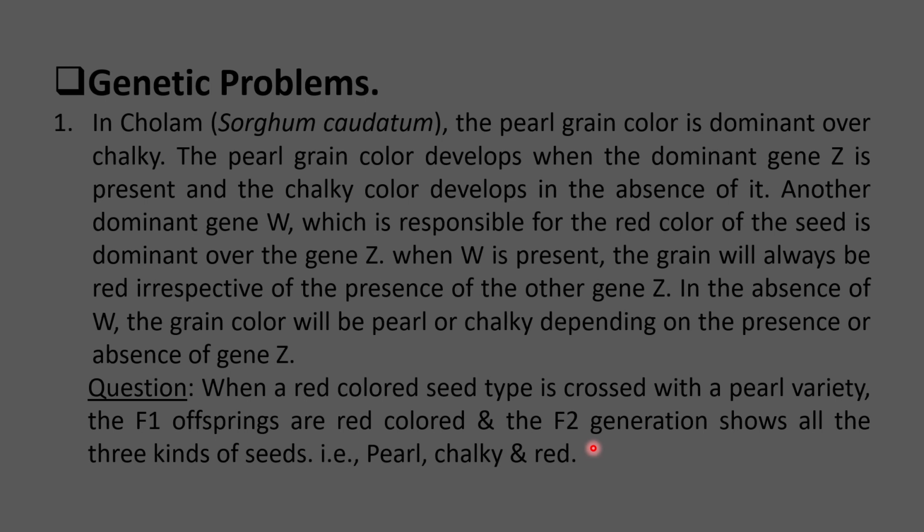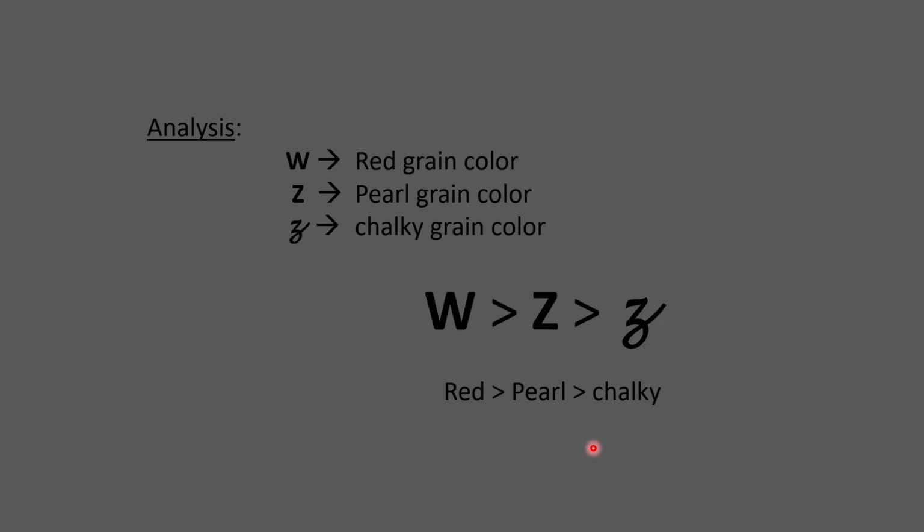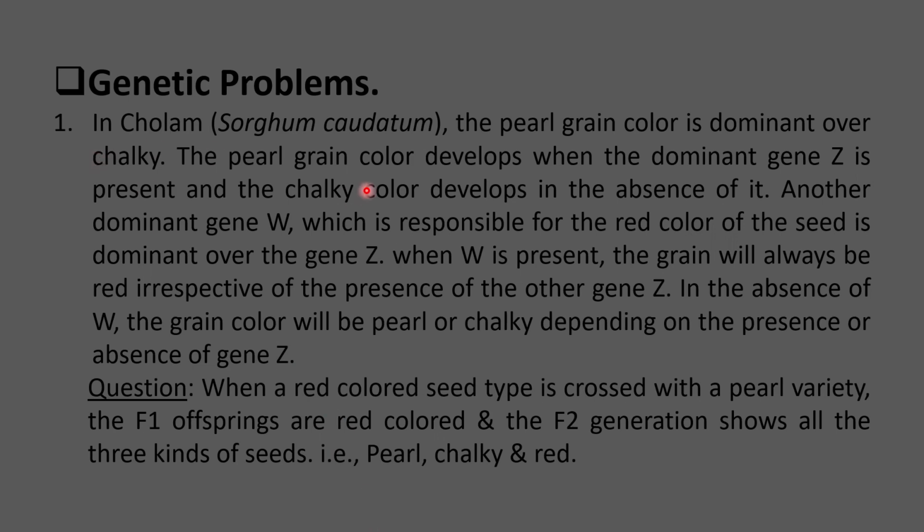Before starting with the problem, we'll have to analyze what is being given here, how to take the genotypes, and how to make up the crosses. For that, we'll have to analyze here. As I said, just read sentence by sentence. So what does the first sentence say? The pearl grain color is dominant over chalky. Okay, so pearl grain color is dominant over chalky. That is understood. And the pearl grain color develops when dominant Z is present.